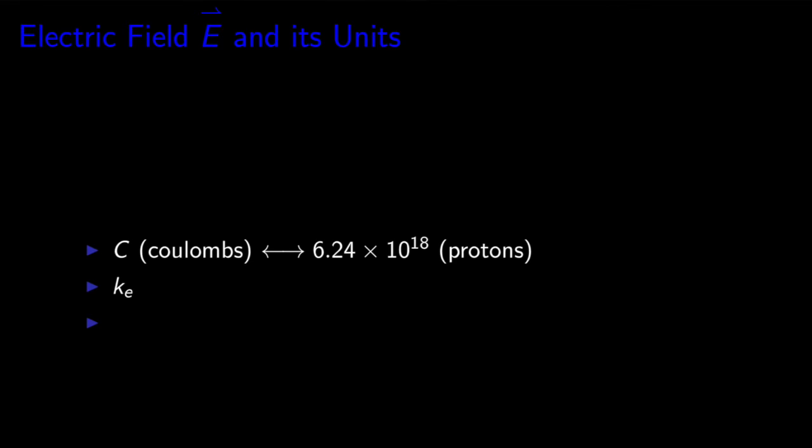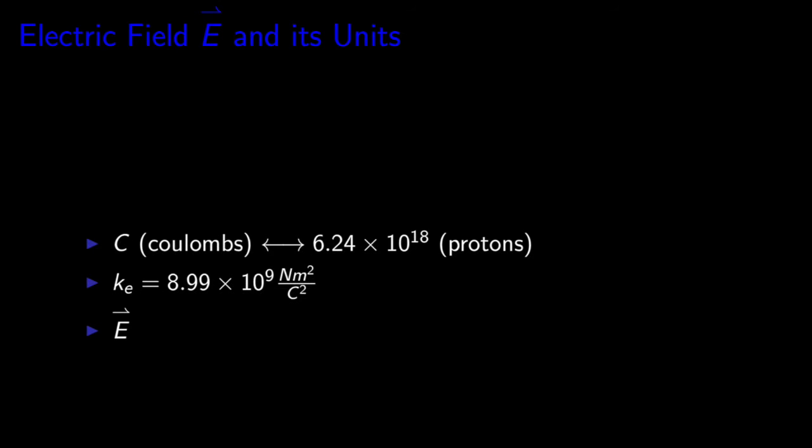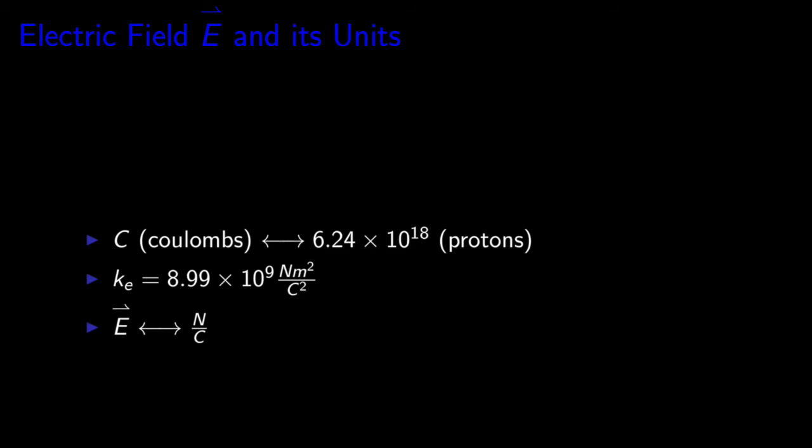The electric constant Ke has units of newtons times meters squared per coulomb squared, since the inputs to Coulomb's law are charges and distances, while the output is a force. Finally, the units on electric fields are simply newtons per coulomb, since the electric field tells you how much electric force would be exerted per unit charge.